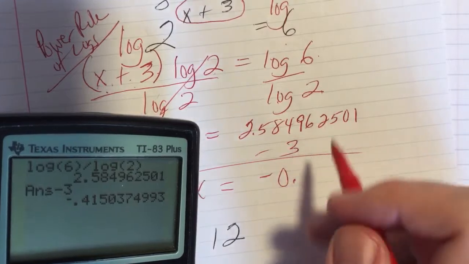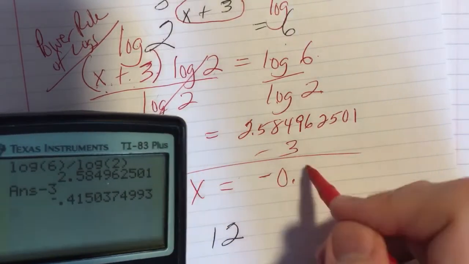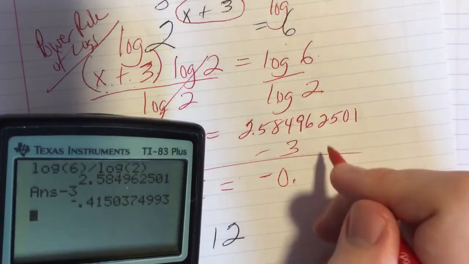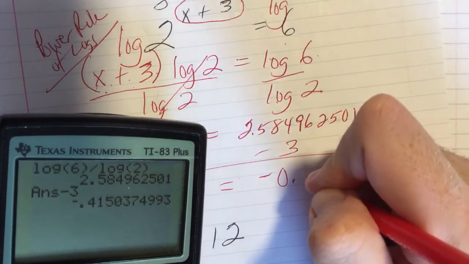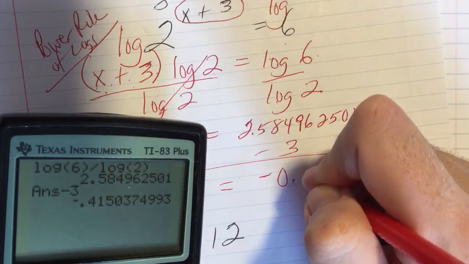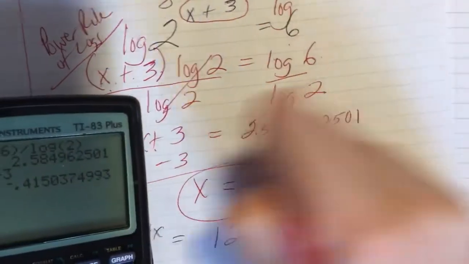Now we can round because we're at the end, now we know what x equals. Nearest hundredth, the 1 is in the hundredth spot, the 5 next to it is going to round it up to be a 2, so this is going to be negative 0.42. That's the value of x.